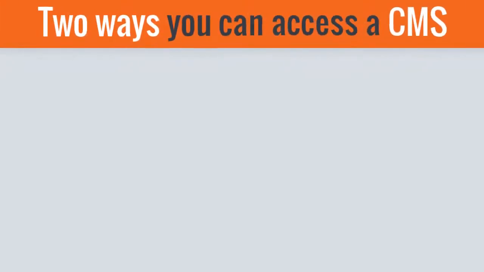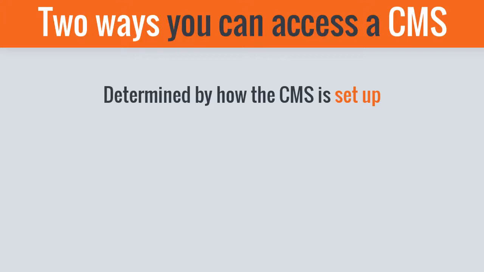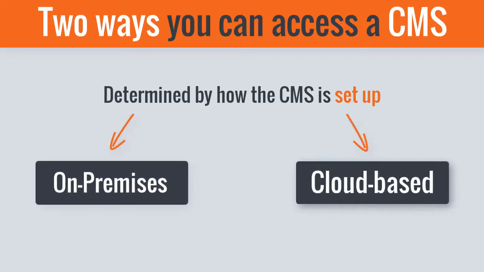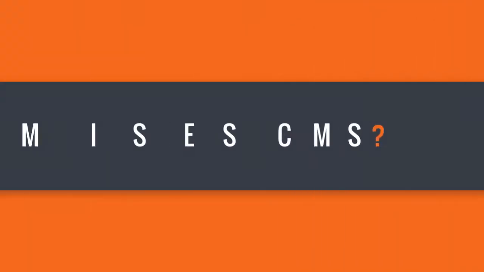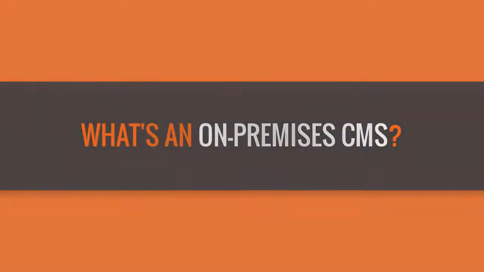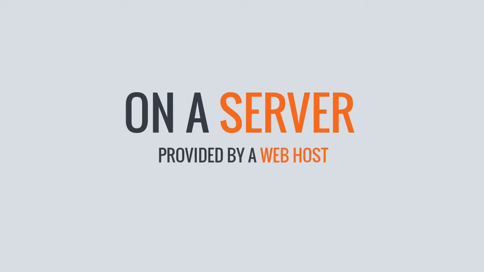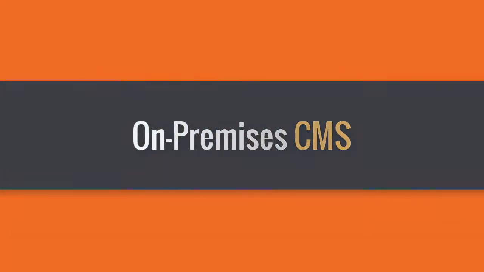There are two ways in which you can use a CMS, and this is determined by how the CMS is installed. You can either use a CMS as an on-premises CMS or a cloud-based CMS. If you download and install the CMS on a server that has been provided by a web host, or on a server that you've created locally in your machine, the CMS is said to be an on-premises installation.